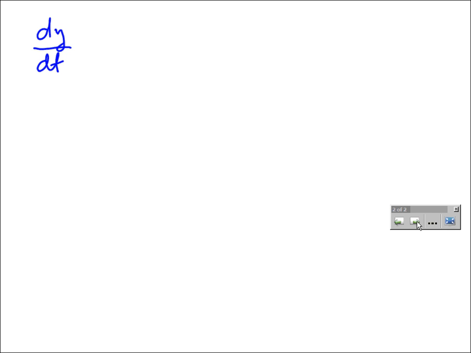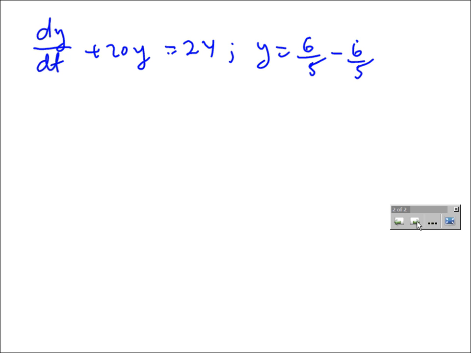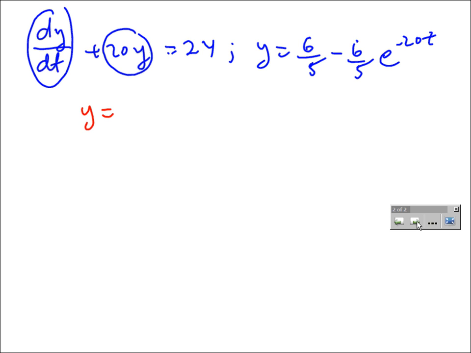dy/dt plus 20y is supposed to equal, or does equal, 24. And that happens when y is 6/5 minus 6/5 e to the negative 20t. And we need to verify this. I have to find the derivative and 20y and add them together. And like magic, I'm going to get 24. Well, if y is equal to this, let us calculate y prime.